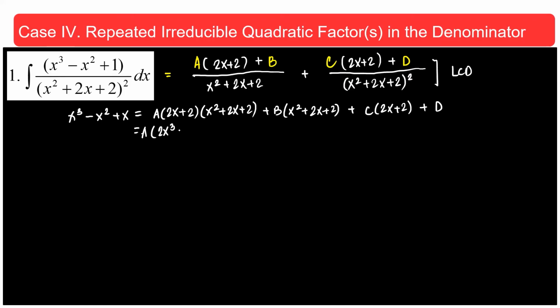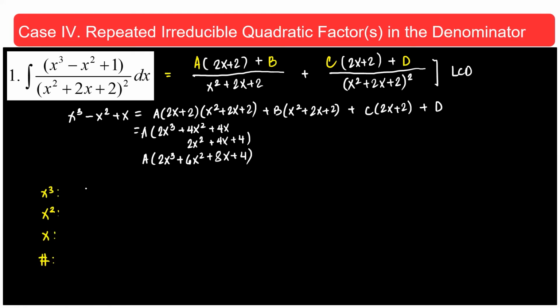2x cubed plus 4x squared plus 4x, 2x squared plus 4x plus 4. So, our A would have 2x to the third plus 6x squared plus 8x plus 4. Okay, let's equate coefficients. What's the highest degree that you see, guys? What is the highest degree? Very good, to the third power. So, therefore, we'll have x cubed, x squared, x, and the constants.